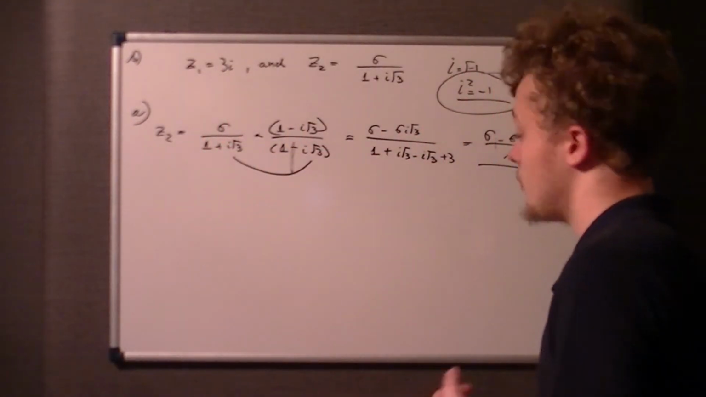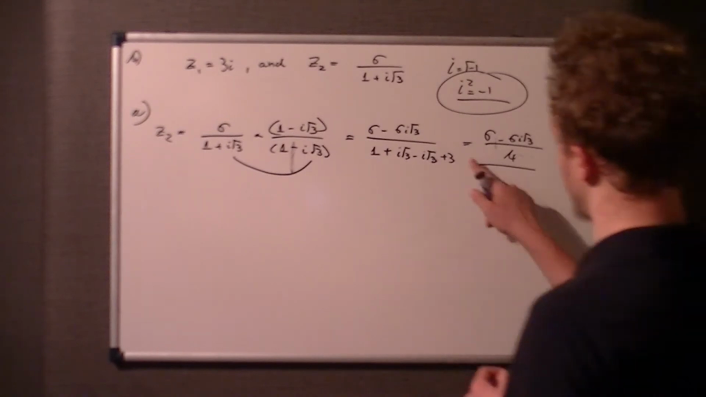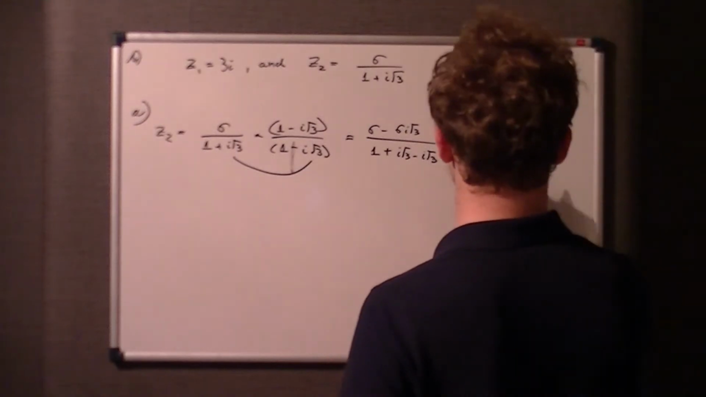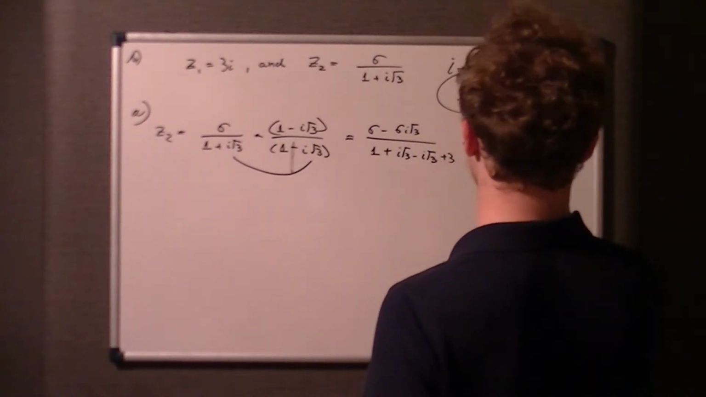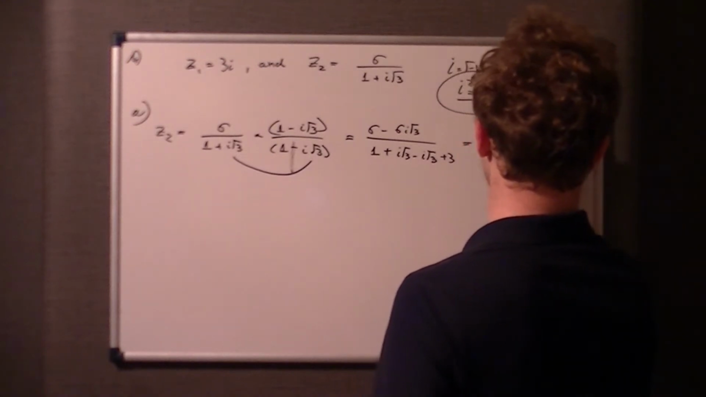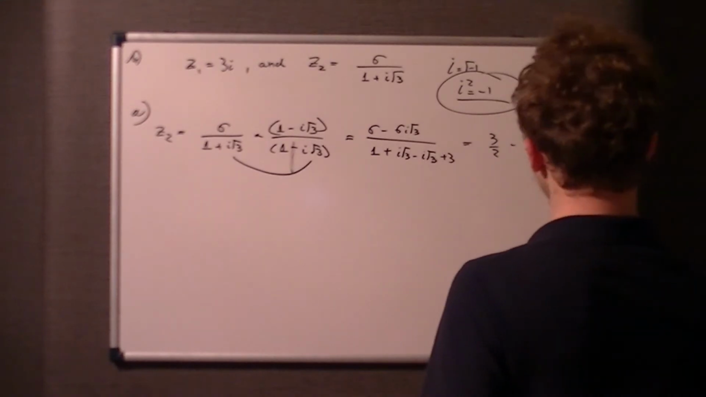However, we're not at the end of the question yet because it wants Z2, the second complex number, in the form of a plus bi. So we can cancel this down essentially. 6 over 4 is the same as 3 over 2. So we can write all of that again as 3 over 2 minus 3 over 2 i root 3.